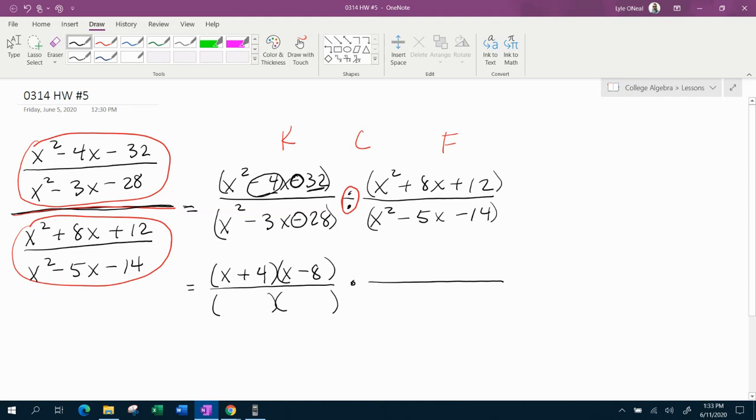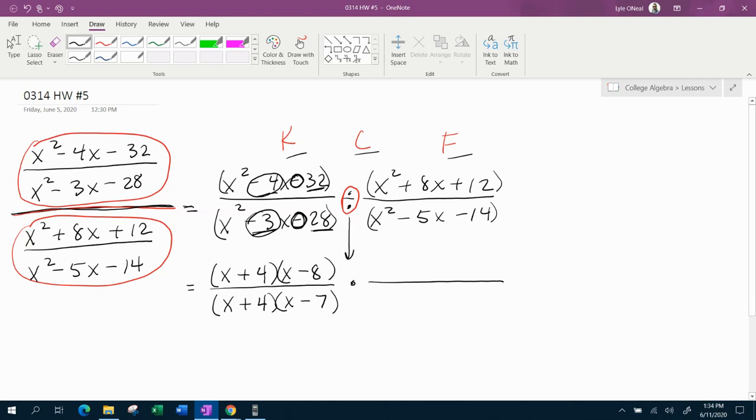Next, in the denominator, I have a minus, makes the signs different. X and x to make x squared. And now I need numbers that multiply to make 28, that subtract and make negative 3. Okay? So what multiplies to make 28? 4 times 7 does. 4 times 7 is 28. And since I need negative 3, it's going to have to be 4 minus 7. That makes negative 3.